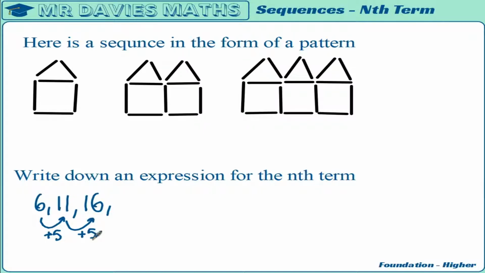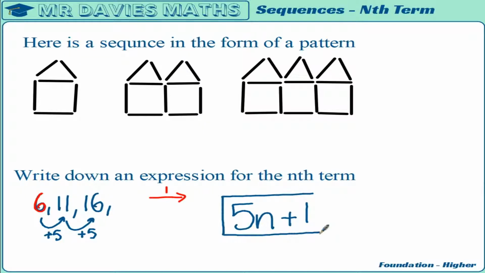Any sequence that goes up in 5s should be classified as the 5 times table. The 5 times table should start at 5, but it's moved to the number 6 to start instead. So again, it's moved in the positive direction 1 space. So we're going to say it is the 5 times table, but moved positive 1 space. And there is our nth term for this sequence.